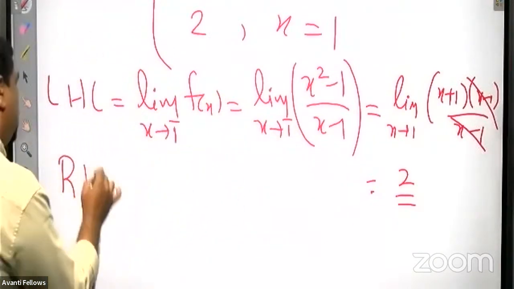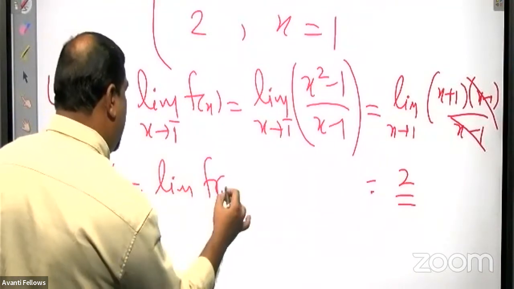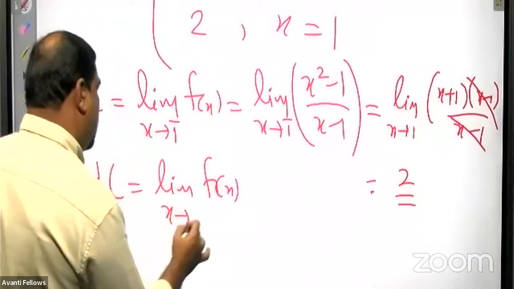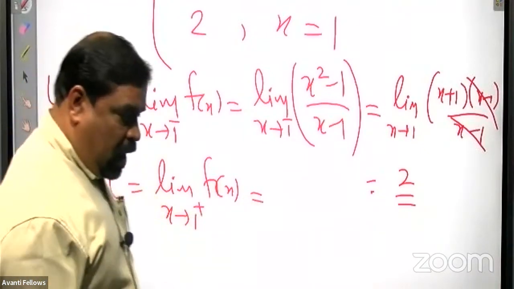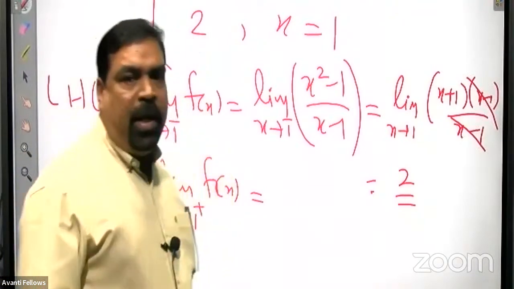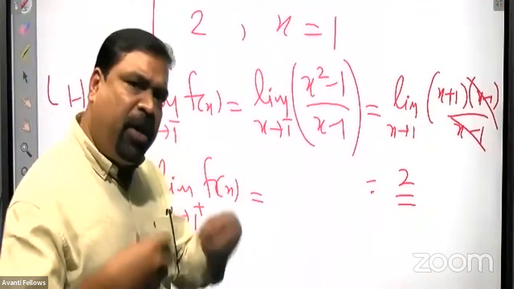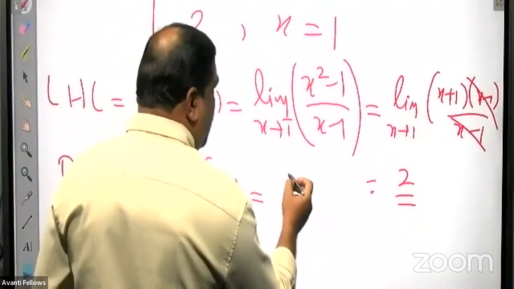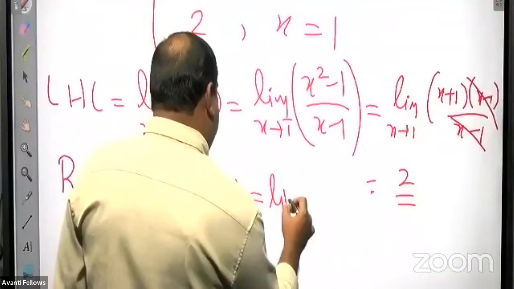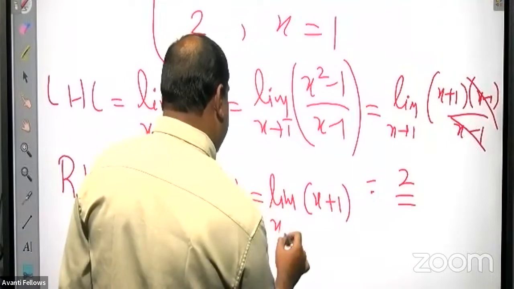Similarly, the right-hand limit. There is no difference in finding the right-hand limit here because the function is the same. Sometimes we need to find the LHL and RHL separately, depending upon the function. Here both sides the function is the same, so at a time also we can evaluate the limit. Limit of x tends to 1 plus of the same thing, x plus 1 will be remaining.